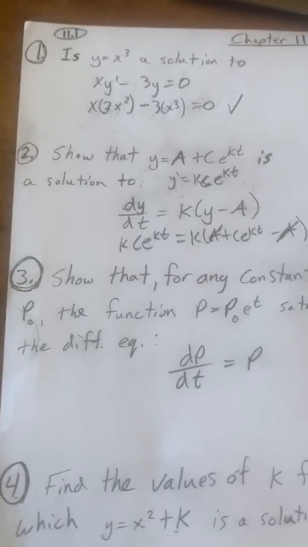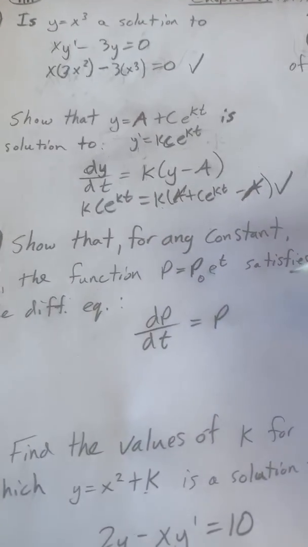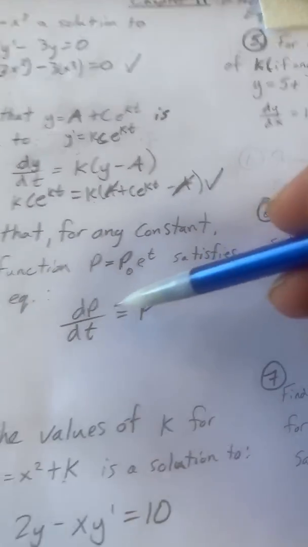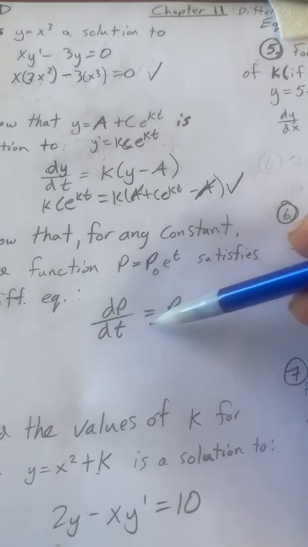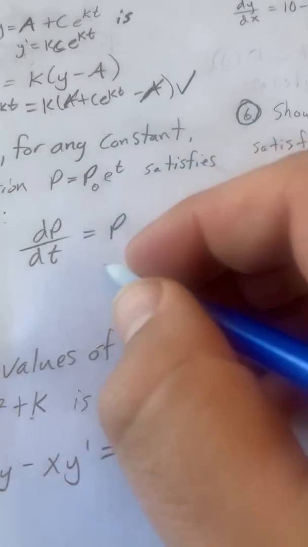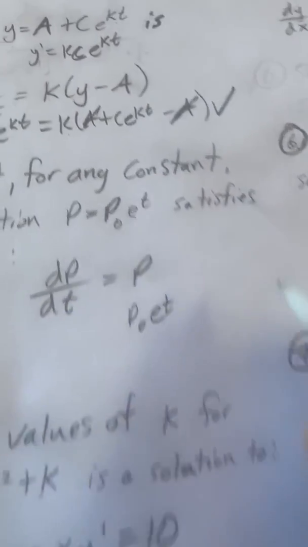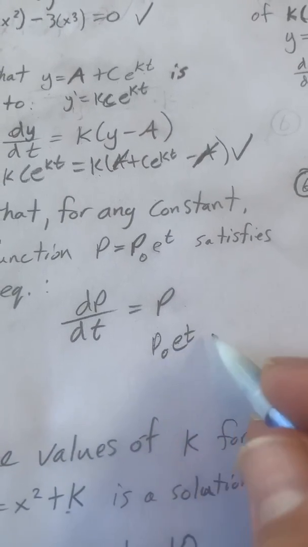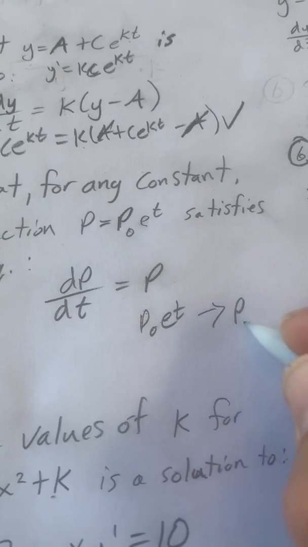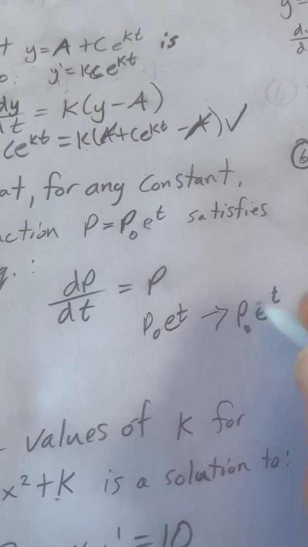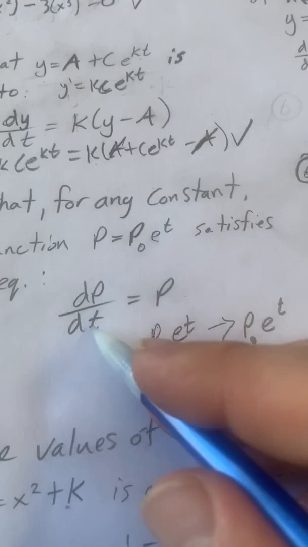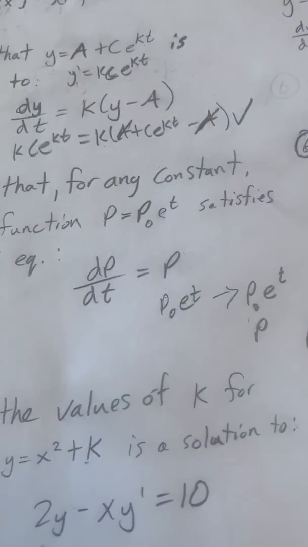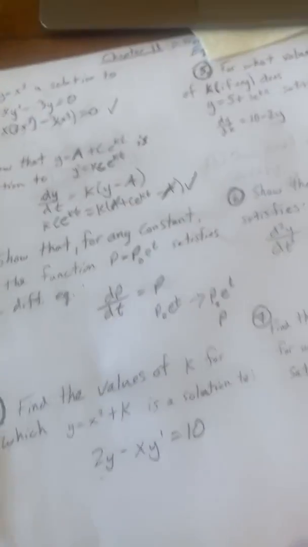Here it says, show that for any constant P of 0, the function P equals P of 0 e to the t satisfies the differential equation dP/dt equals P. So this is saying, essentially, if you take the derivative, you get the thing back. If we have some number, P sub 0 e to the t, think of this as a 2 or a 3 or a 5. The derivative of this is just going to be P sub 0 e to the t, and another name for that is just P. So when we take the derivative, we get back the original function. This is an idea we're going to see quite a bit. Not exactly the original function, but multiples of it.